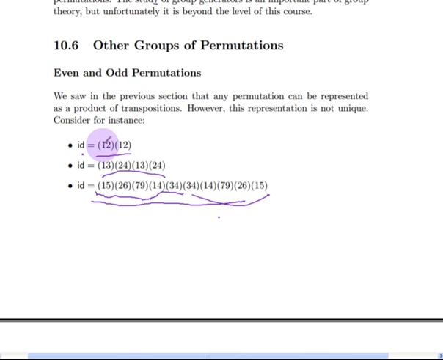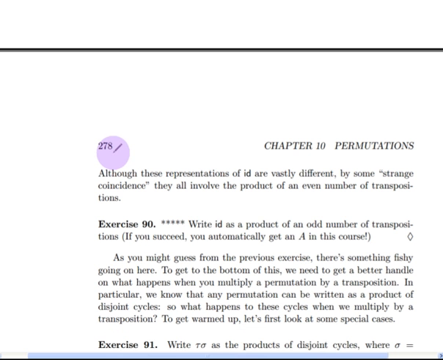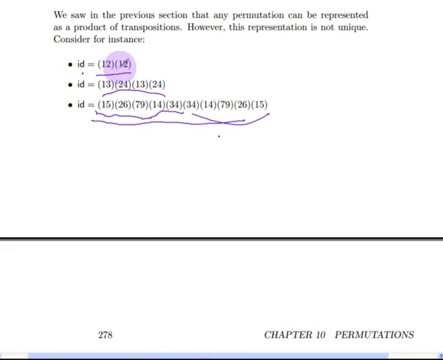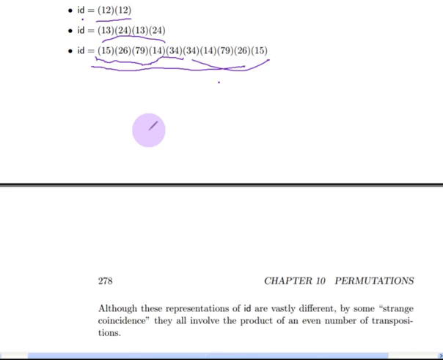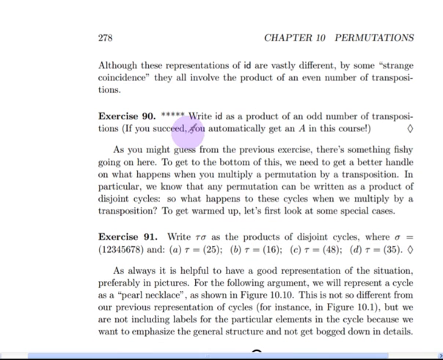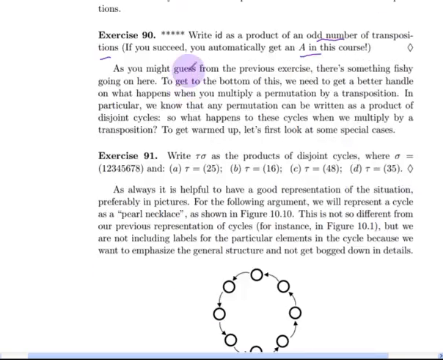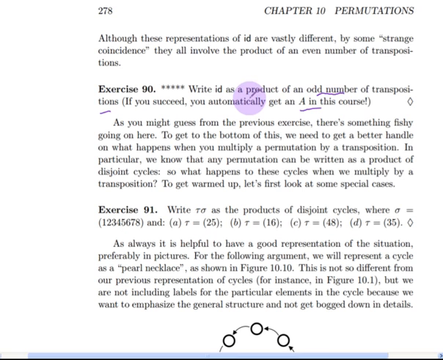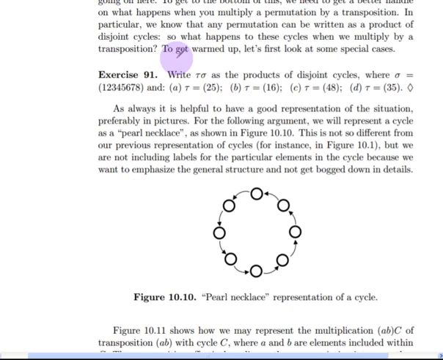For some reason, however, this is 2 transpositions, this is 4, this is 8. We're always getting an even number of transpositions over here to get the identity. So this seems to be a strange fact. I always need an even number of transpositions to get back to the identity. Now, if you can find a product of an odd number that gets the identity, then you get an A for this course, and you probably win the Fields Medal. So this should probably be very, very hard to find an odd number of transpositions that gives you the identity. Okay, so in fact, it's impossible, which is what we'll be showing in this section.